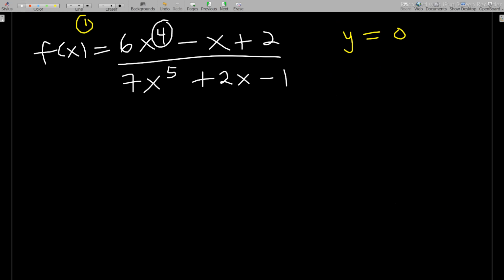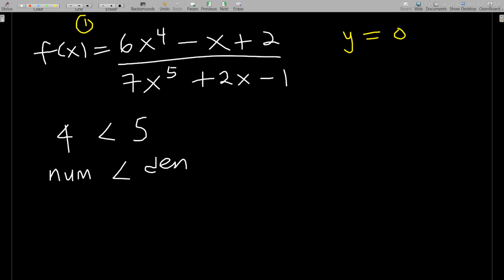of the numerator. The highest degree here is 4. Then you check the highest degree of the denominator, and that is what? 5. 4 is less than 5. So what we know is that this is for the numerator, and this is the denominator.